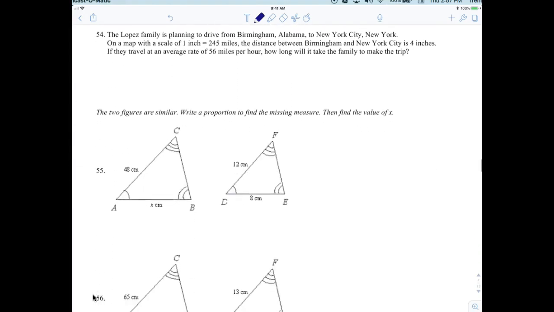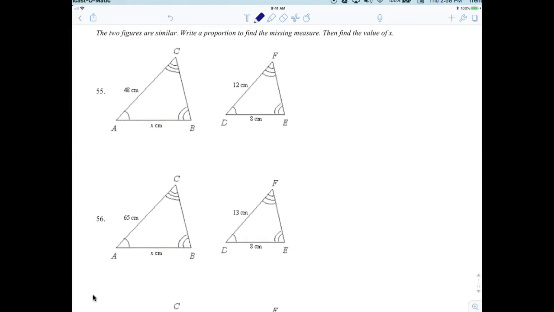Oh, here we go. 55. All right, Leighton, let's see you. How am I setting up 55, please? Okay, so will we do 48 over x? Good. Is equal to? 48 over x is equal to 12 over 8. Beautiful. 12 over 8. Cross multiply, divide that for me quickly. I got 32.